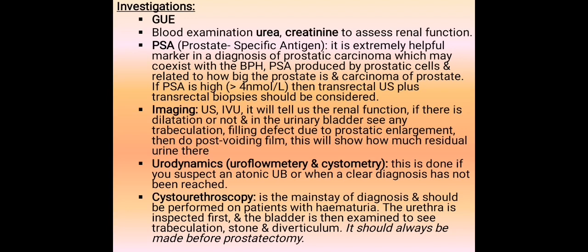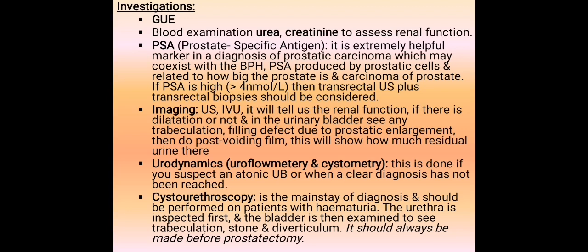It is an extremely helpful marker in the diagnosis of prostatic carcinoma, which may coexist with benign prostatic hyperplasia. PSA is produced by prostatic cells and is related to how big the prostate is and to carcinoma of the prostate. If PSA is higher, let's say more than 4 nanogram per ml, then a transrectal ultrasound with or without transrectal biopsies should be considered.